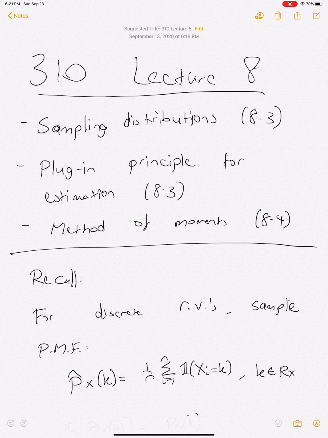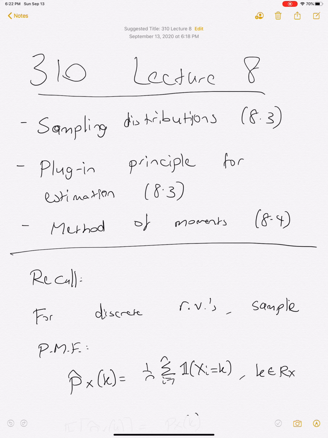And remember that the overall goal in Chapter 8 is to develop a pretty general framework for using the data to estimate population parameters. And so we're going to first see how the plug-in principle for the sampling distribution leads to estimation procedure. And then we're going to go into our first major general estimation procedure, which is the method of moments estimation procedure.